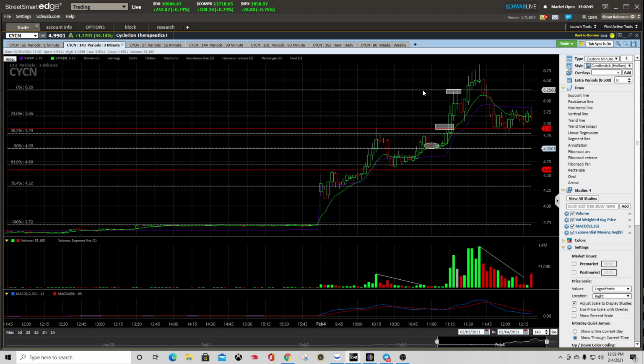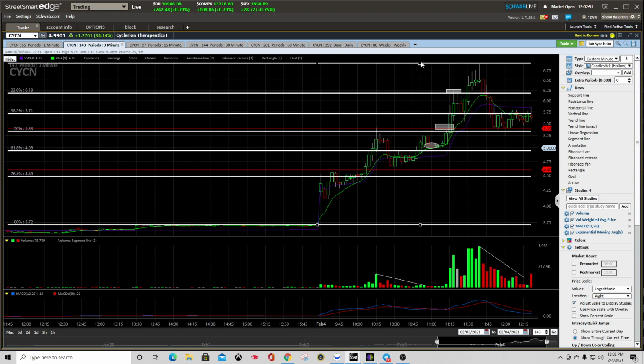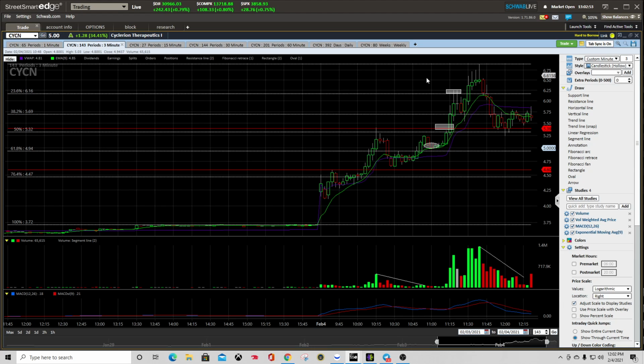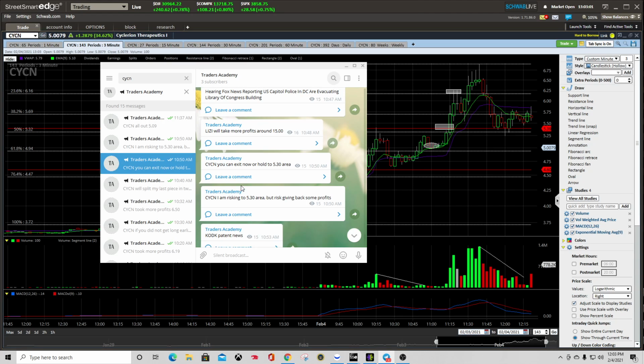And then we draw out our fibs, and we come back, and right here, I did not like this. But I sent the alert. I said, CYCN, you can exit now or hold to the 530 area, right in this area. I said, CYCN, I am risking to 530 area, but risk giving back some profits, which I did.